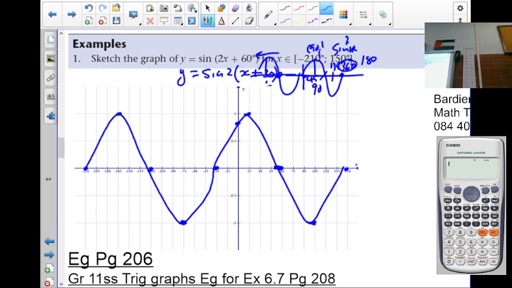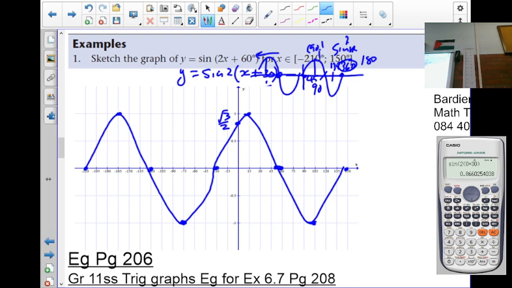This point there is your y-intercept, which I can calculate. So for the y-intercept we can say it's sine 2 open brackets, what is that, 0 plus 30. So that's 60, so it's root 3 over 2, which is 0,866 or root 3 over 2. I'll just put that there, root 3 over 2.